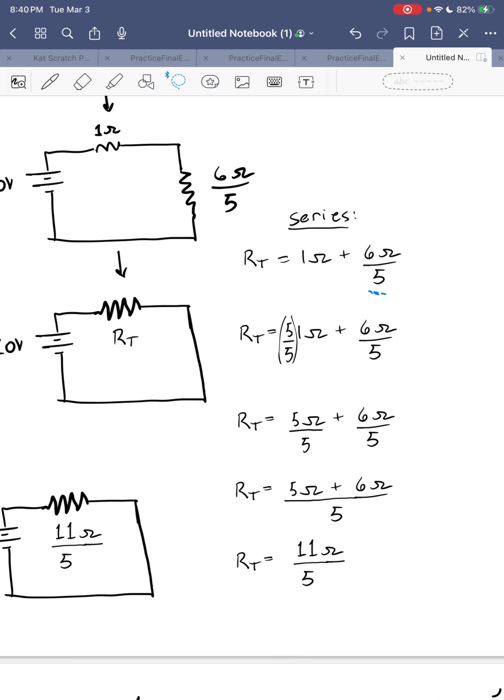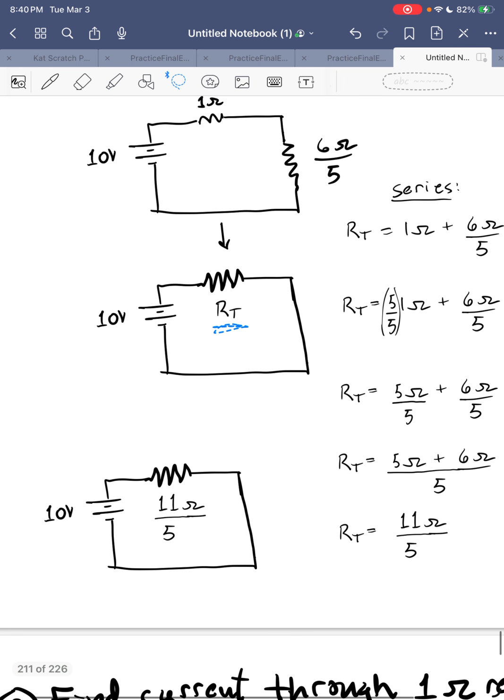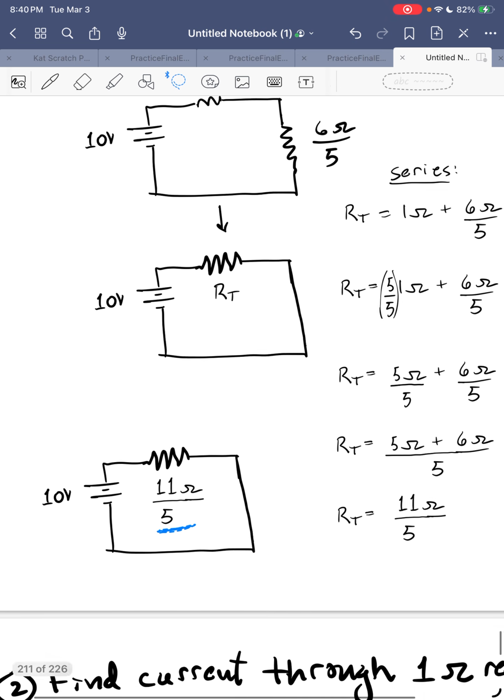Or you can get a common denominator by multiplying this by 5 over 5. So now I've got 5 ohms over 5. That's still equivalent to 1 ohm, which is what we had before. So 5 ohms over 5 plus 6 ohms over 5 gives me 11 ohms over 5. That's the total resistance that goes right in that spot there, and here's our circuit. Now I know the voltage is 10 volts, and I know the resistance is 11 ohms over 5.